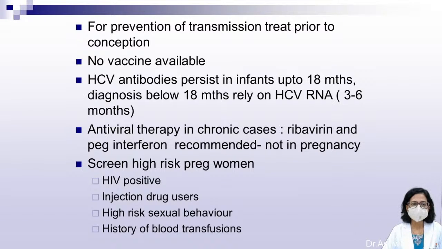And in the newborn, the antibodies from the mother may persist for 18 months. So for a diagnosis, serology diagnosis, we have to wait for 18 months, or if HCV RNA is demonstrated in the newborn after 3 to 6 months of life, then we say that the baby is infected. Antiviral therapy like ribavirin and pegylated interferon is not recommended in pregnancy. Here again, we screen high-risk pregnant women at the time of booking and later in the third trimester of pregnancy.